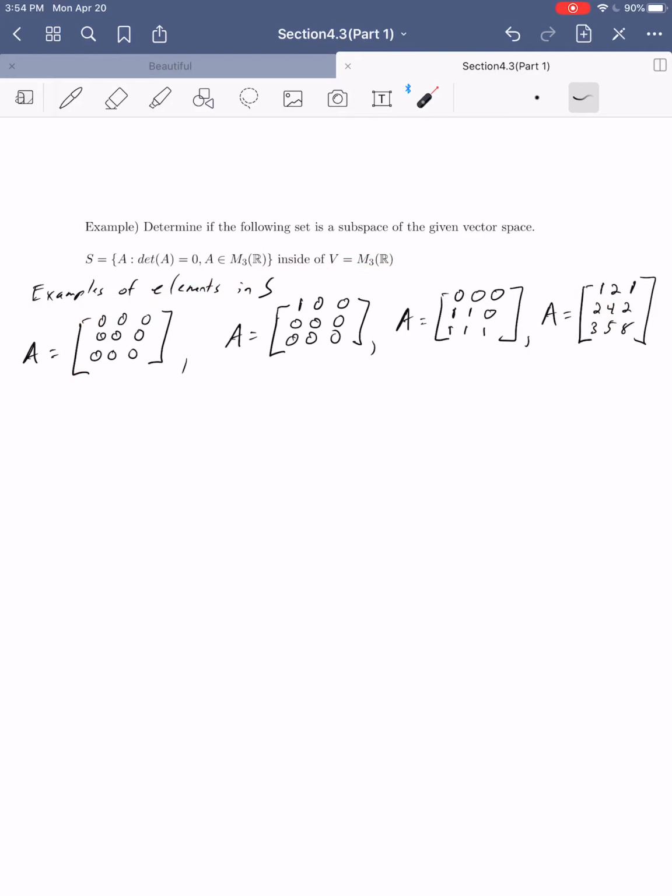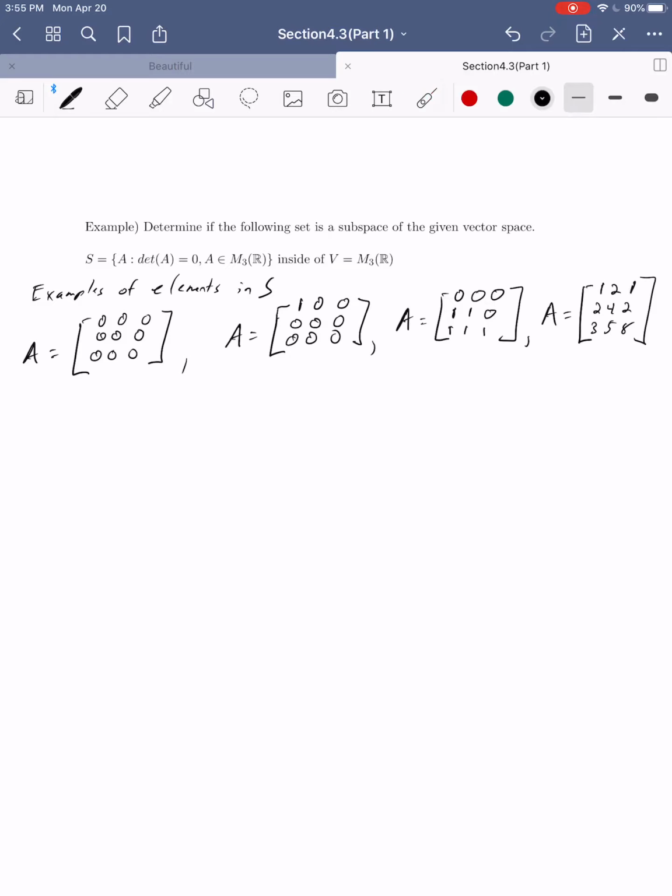Now, just because we wrote these down doesn't mean that S is a subspace. This is just what it means to be a subset. These are all examples of matrices that would be in this set. The question is, if we use the standard operations of matrix addition and scalar multiplication, is that going to mess up and make us leave this set? In other words, is it not going to be closed under those operations?